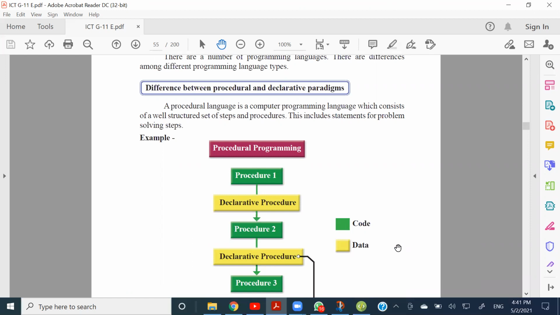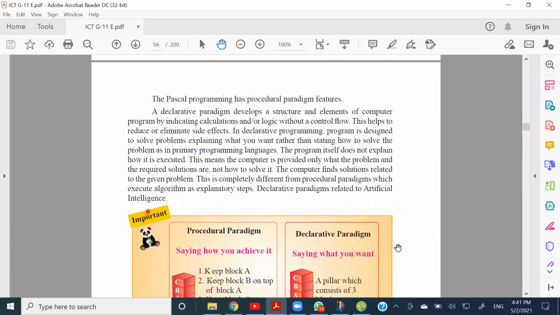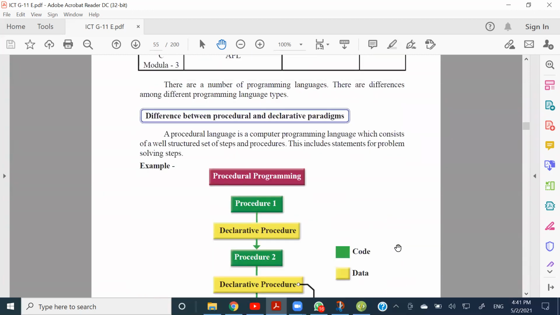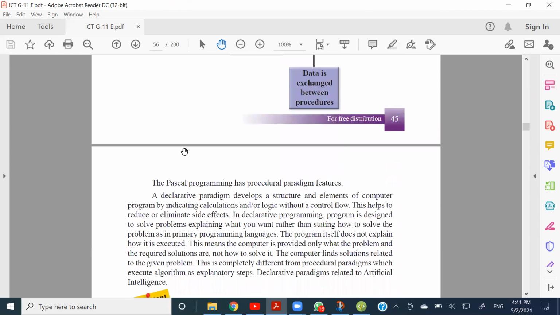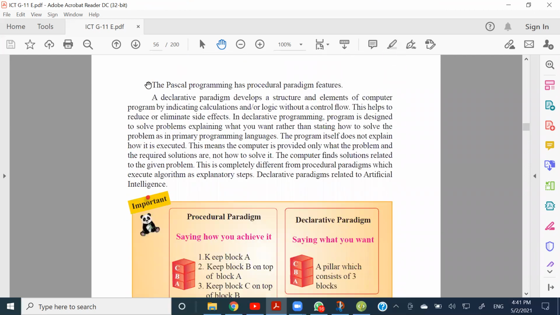And regarding these differences, the difference between procedural and declarative paradigms. The first paragraph, right? Just copy it down. You don't need to draw the diagram. And this is important, write this down exactly like that as the second point.